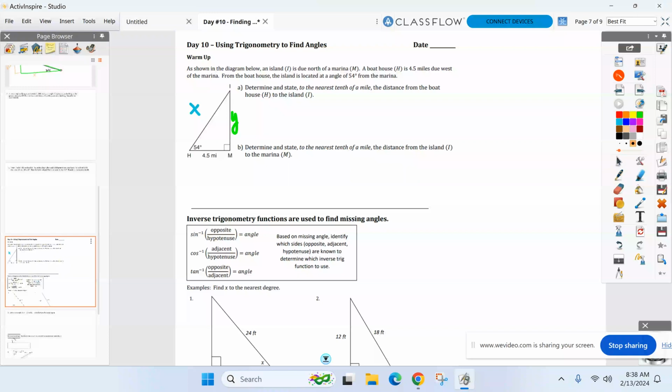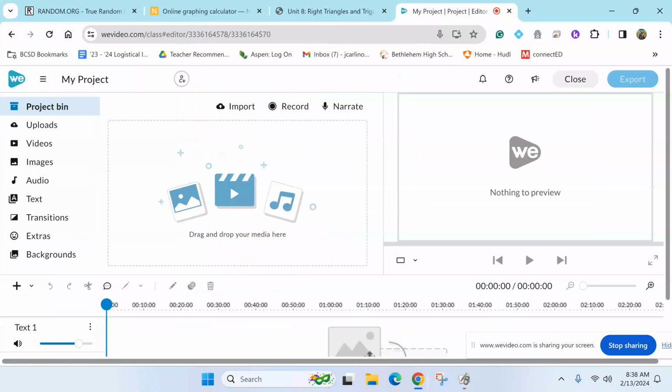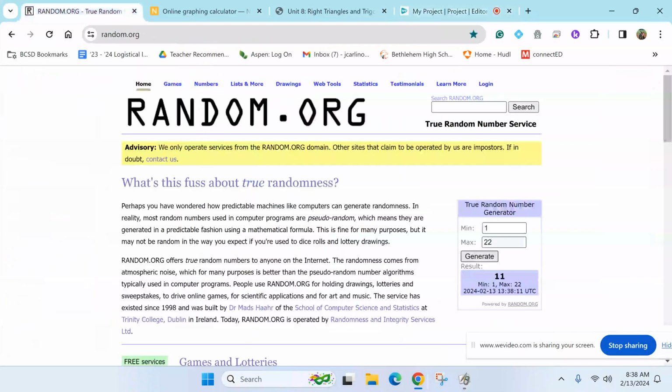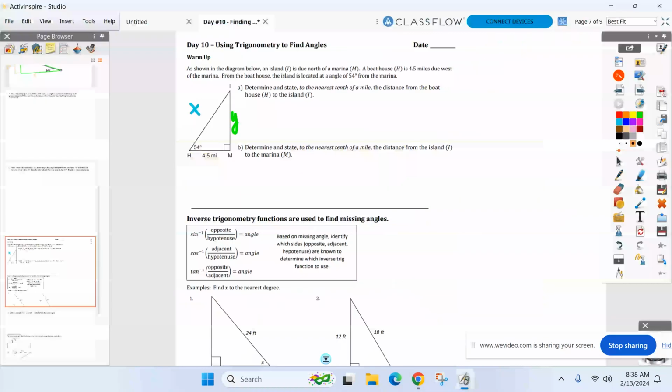All right, part A. I just want to know the ratio you used. Don't give me the answer. That's going to be somebody else. What ratio did you use to find part A? Makai, what ratio did you use here? Darn right you did. Cosine.